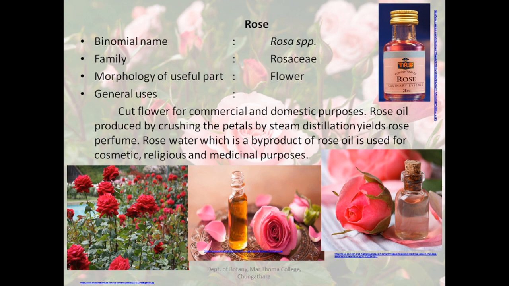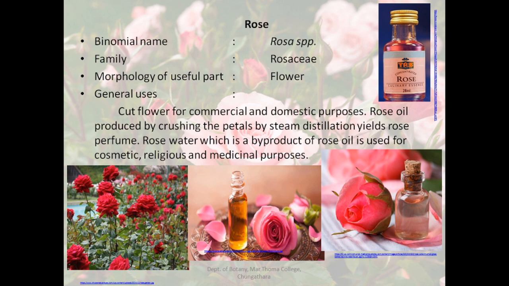We shall discuss first about rose. The binomial name is Rosa species. It belongs to the family Rosaceae, and majorly used part is flower. Of course, we know rose plant is used for cut flower industry, and it is used for commercial and domestic purposes, for decorations, for decorating landscapes, for functions, etc. Rose oil is produced by crushing the petals, and steam distillation yields rose perfume.